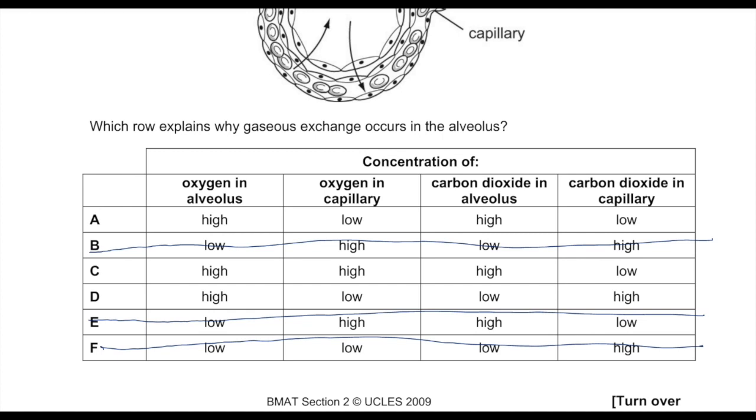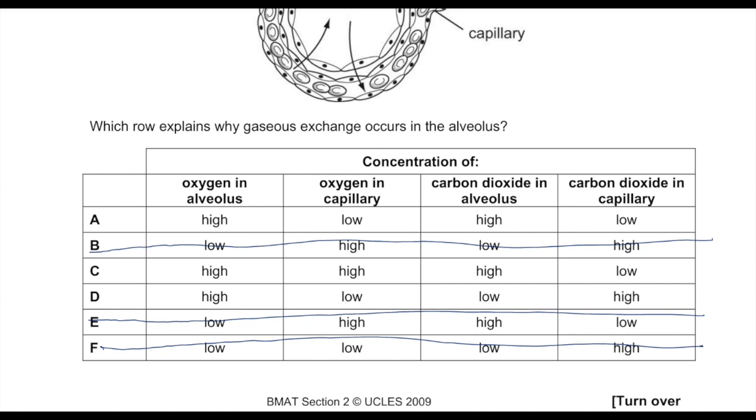Now moving on, oxygen in the capillary. This is the oxygen concentration in the blood of the capillary. This is going to have a low concentration of oxygen, but a very high concentration of CO2, because all of the oxygen has been used up by the cells in respiration, and the product of respiration is energy and CO2.